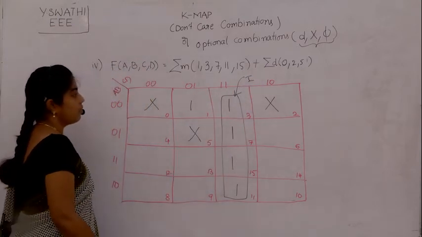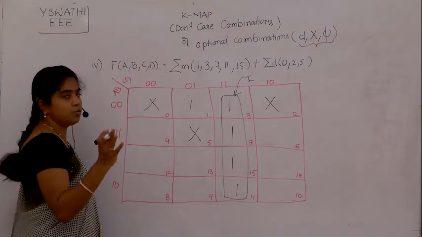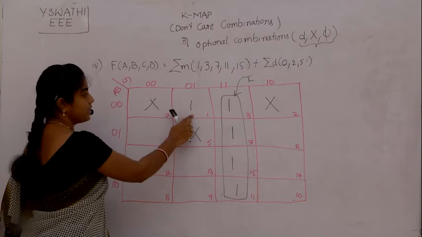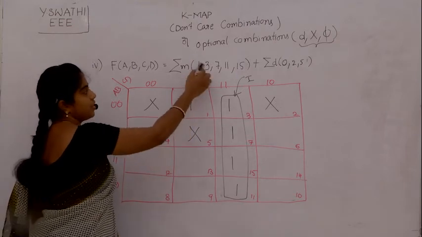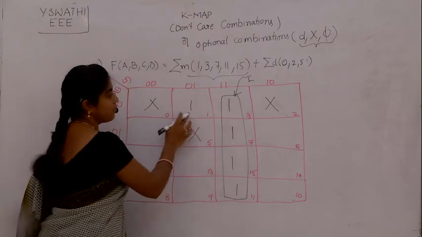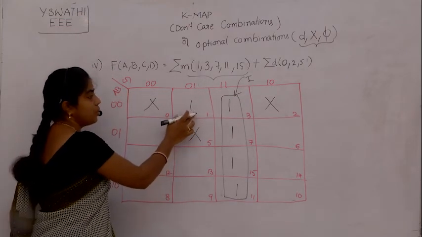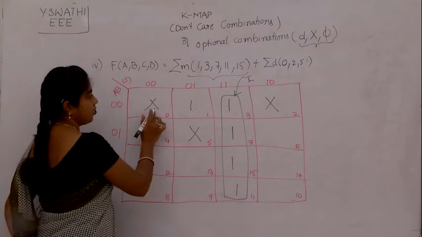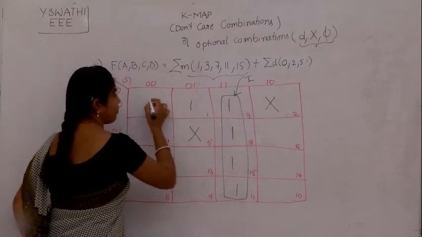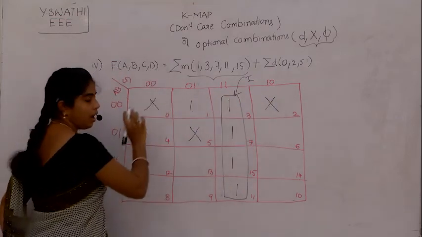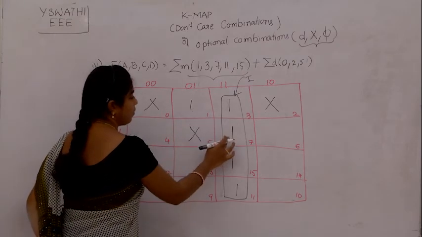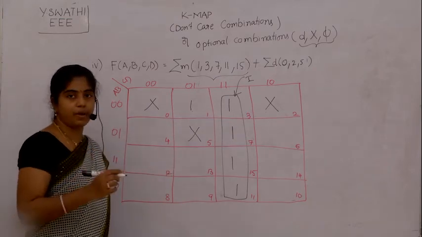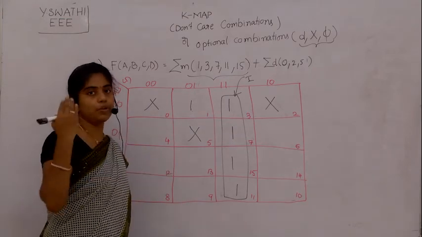Now we can form 2 more quads. So what is the one left over here? This is the one which is left over in the main function. For this lone one, you can form a quad by taking these two don't care combinations into consideration, like this, or otherwise you can form a quad with these 4 combinations. Always it is better to take a quad having more ones than don't cares.